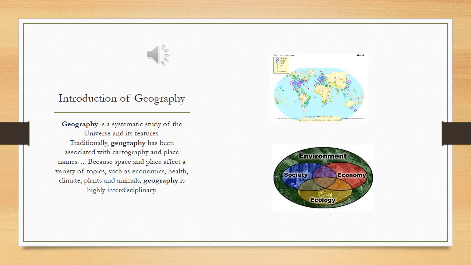So class, for the introduction of geography, we can say geography is a systematic study of the universe and its features. Traditionally, geography has been associated with cartography and place names, because space and place affect a variety of topics such as economics, health, climate, plants, and animals. Geography is highly interdisciplinary. Yet it is a discipline about the universe, about the things that are present in the universe, and you can say it is a study of the environment that includes society, economy, and ecology.